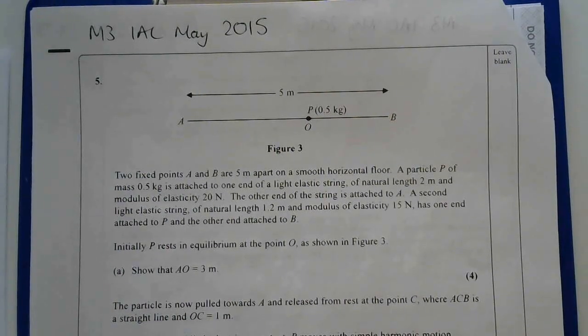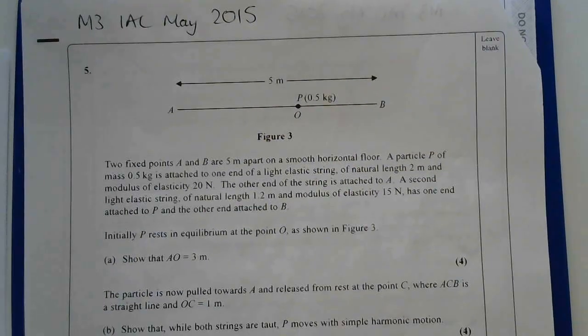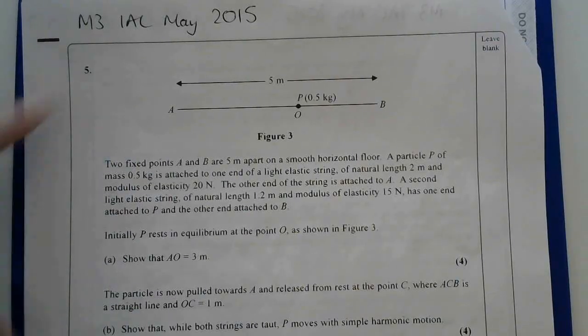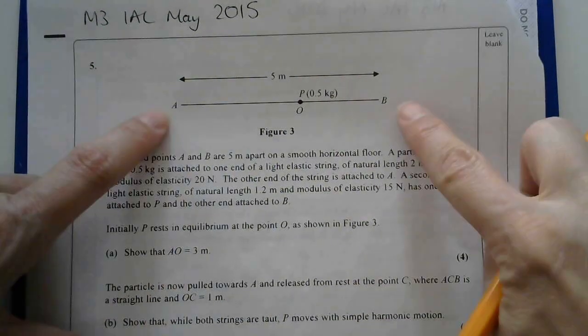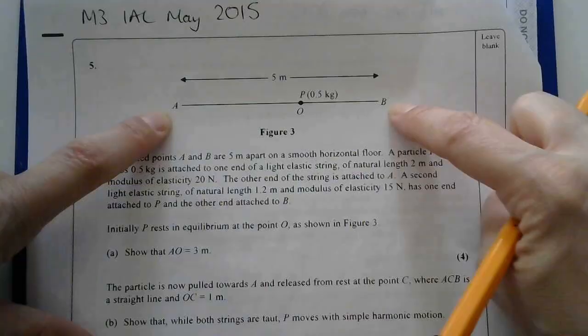Hello, today I'm looking at M3 International A-Level May 2015. This is question 5. So I have two fixed points A and B, 5 meters apart on a smooth horizontal floor.